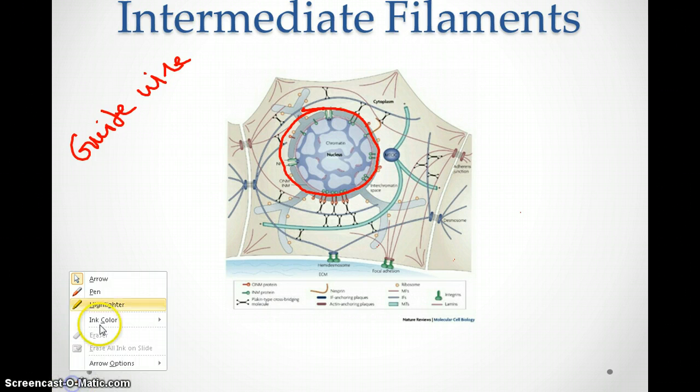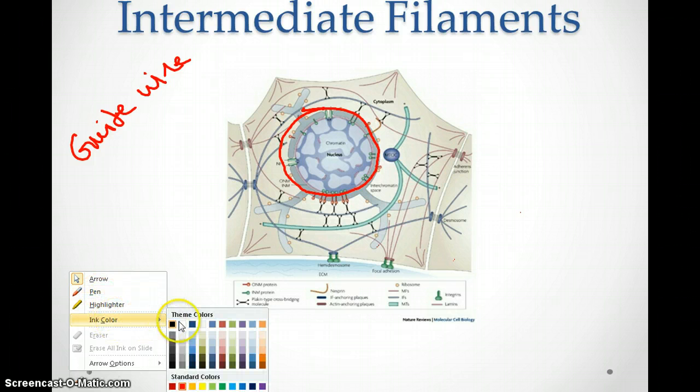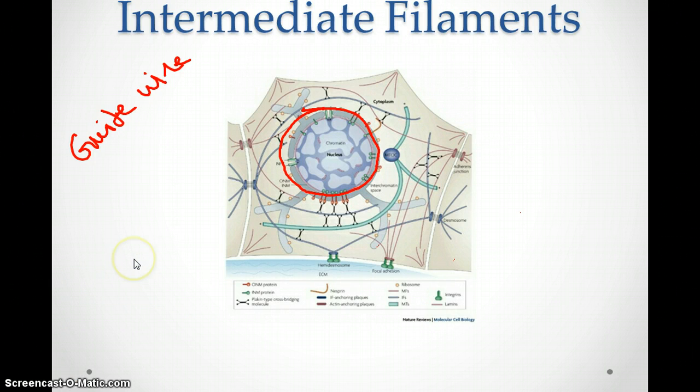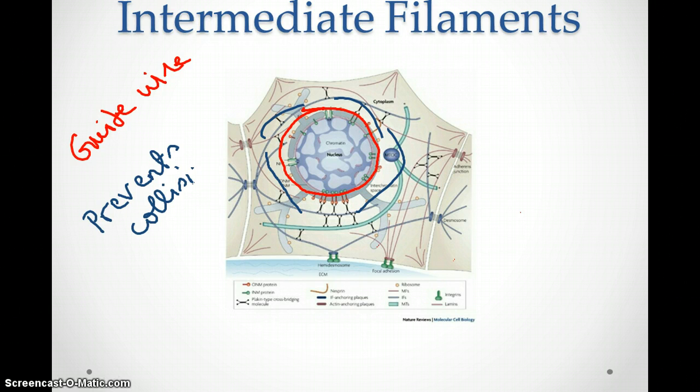The guide wire, the intermediate filaments around it right here, prevent the nucleus from just sliding through the cytoplasm, so it prevents collisions within the cell, and maintains where the organelles are within the cell.